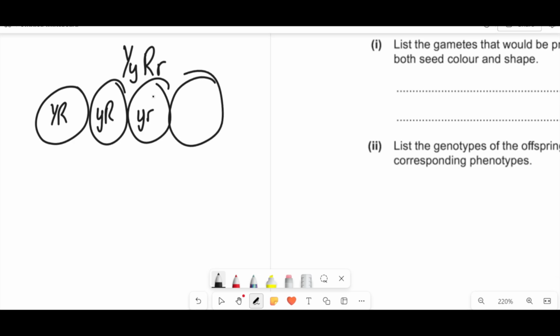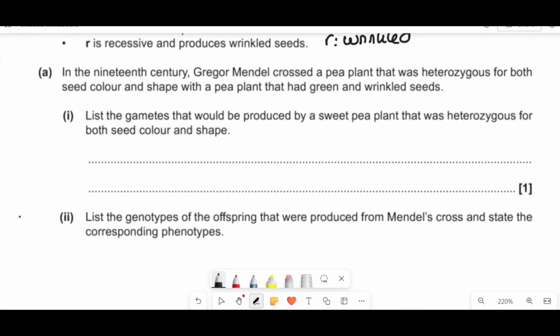Or it could be, I feel like I'm missing one. Why am I missing one? Oh, little y and little r, like that. That's what it all is. It's literally just that. So here then, the gametes would be what I've just written there, to be honest: big Y big R, big Y little r, little y big R, little y little r.